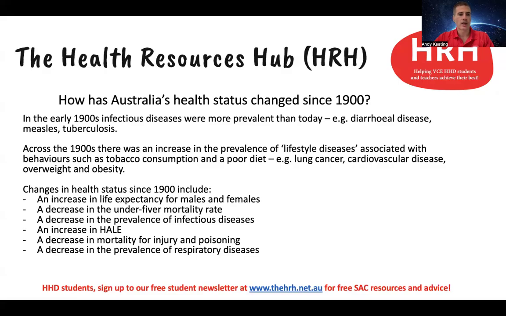Then you can see there are some other changes in health status since 1900 at the bottom there. An increase in life expectancy for males and females in Australia, which happened steadily across the 1900s. A decrease in the under 5 mortality rate, which looks at the number of children under 5, typically per 1,000 live births, that were dying. A decrease in the prevalence of infectious diseases, which we mentioned, an increase in HALE, health-adjusted life expectancy, the number of years in good health or full health that individuals are living, a decrease in mortality from injury and poisoning, and a decrease in the prevalence of respiratory diseases. They're all improvements in health status since 1900.